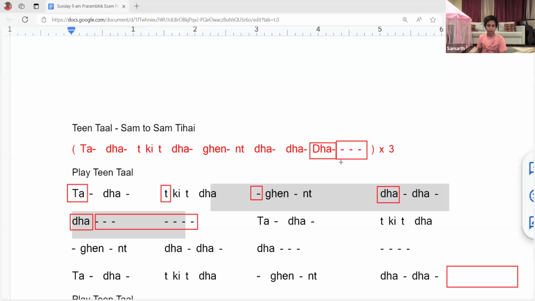Da ki ge da 1 2 3 1 2 3, ki ge da 1 2 3. Almost there, almost. Third time, don't add 1, 2, 3, 1, 2, 3, 4. Third time. It's only 2 times you are adding the pause. Okay, again, top to bottom.